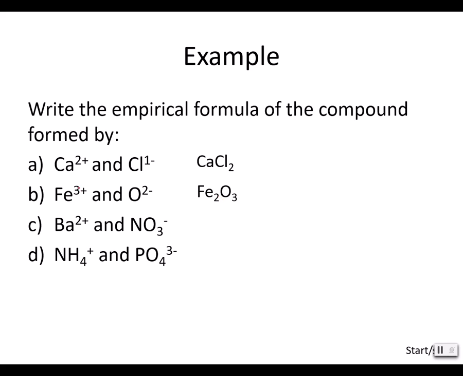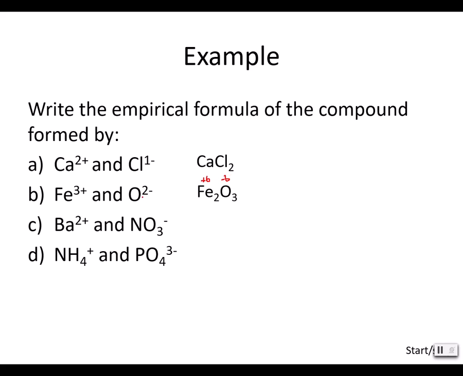Since iron is a +3 and oxygen is a -2, for my charges to equal out, I need to have 2 irons and 3 oxygens. So this part of the molecule is now a +6. The oxygen is a -6. And so now our charge is equal to 0.